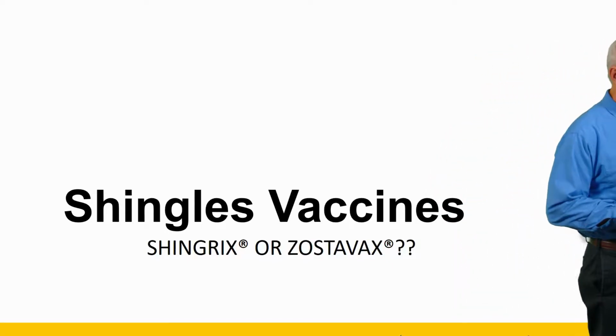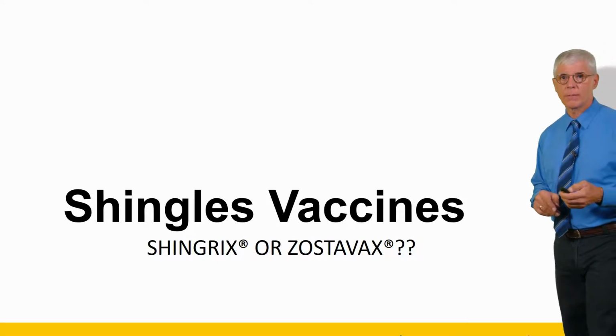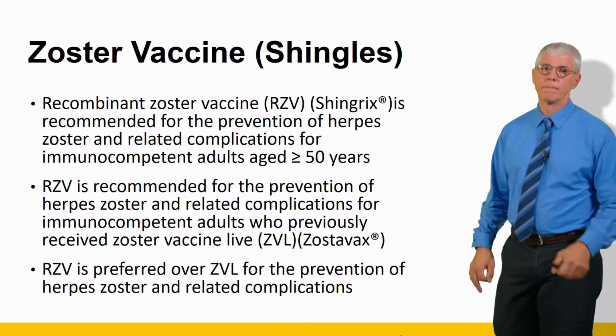So shingles vaccine has been around for a while. We've had Zostavax, which is the live vaccine. It has been around for a number of years. We've had pretty good use of that vaccine, but we have a new vaccine called Shingrix, which maybe you've heard about. And I'm going to talk about why we have two now.